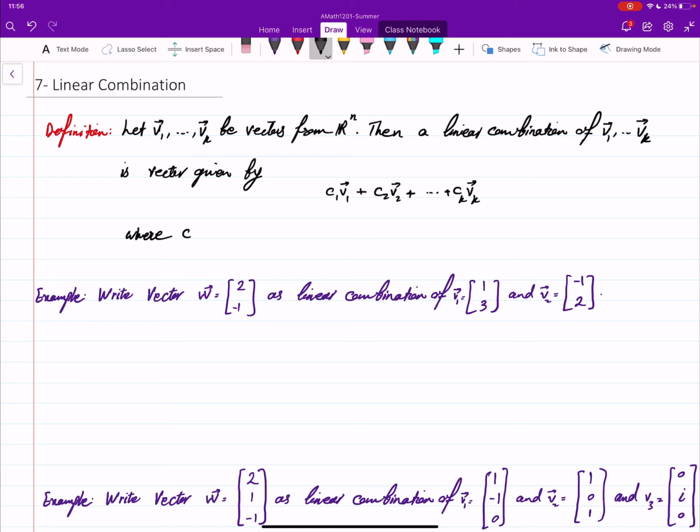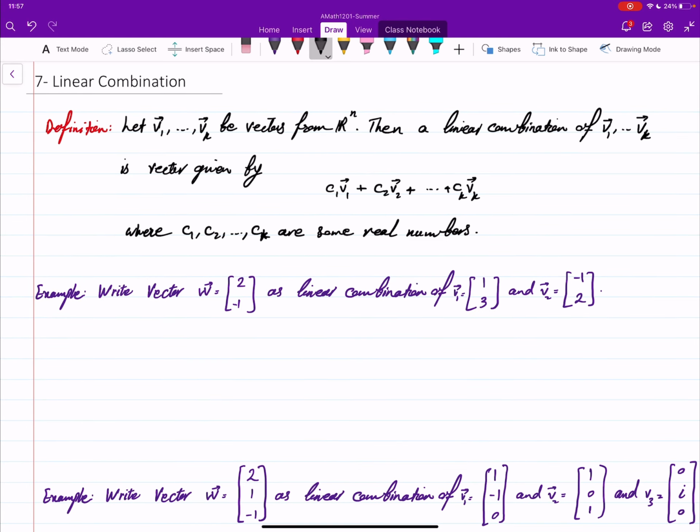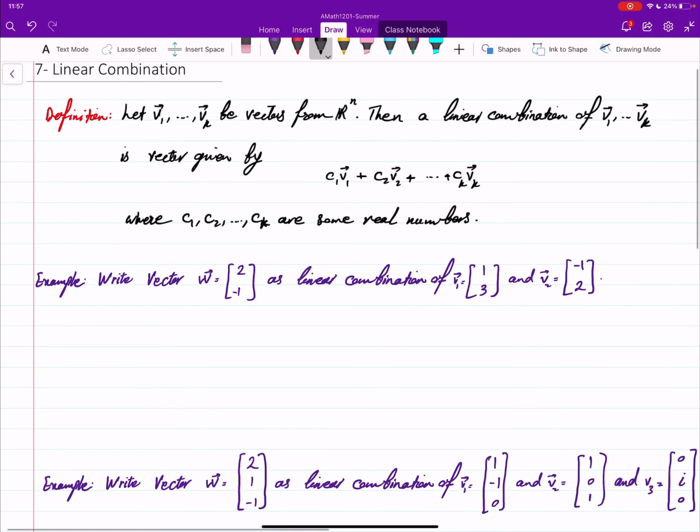Here, as I said, c1, c2, and ck are just real numbers that we use to form this linear combination. What you need to know is that linear combination is basically the only thing that we can do with a few vectors to generate a new vector in general space Rn. So you just multiply them by scalars and then add them to form a new vector.